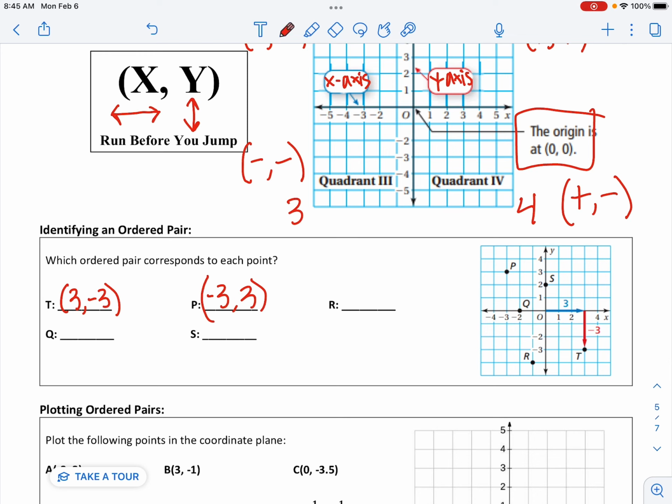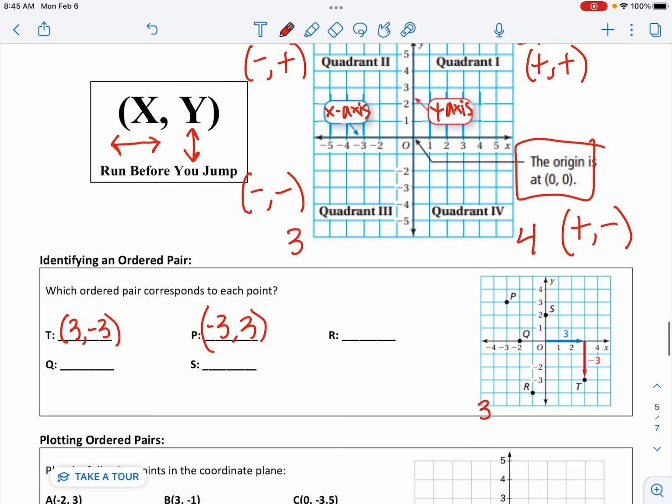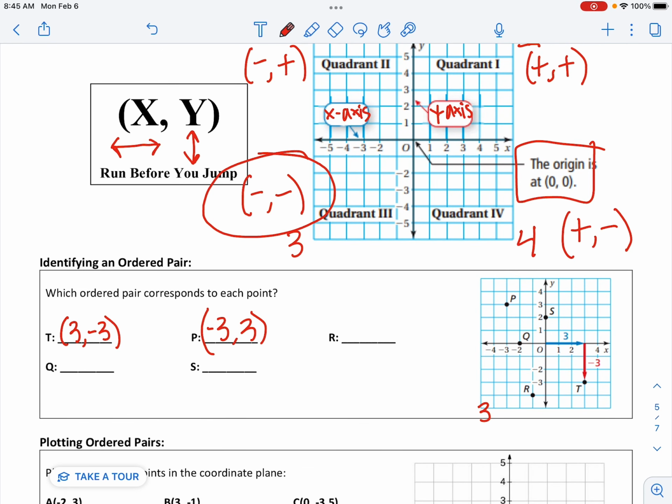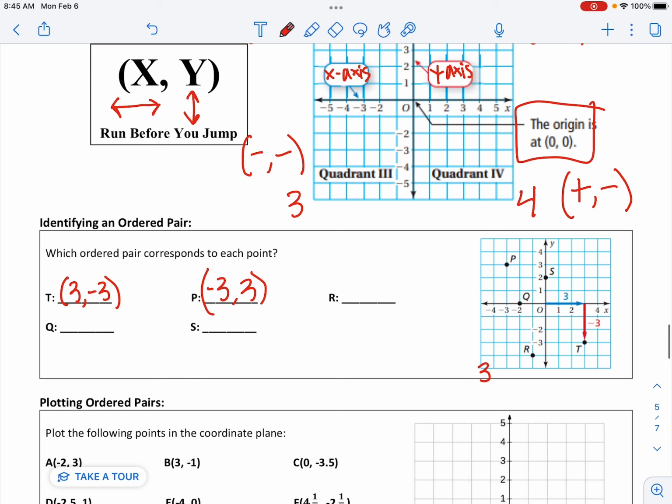Next, we have R. Okay? R is in the third quadrant, so we can see up at the top that it's going to be a negative, negative. Okay? So we go to the left 1, so that's negative 1, and then we go down 4. Even though there's not a 4 here, we should know it's a 4. And we went down, so that's a negative 4. So this should be negative 1, negative 4.